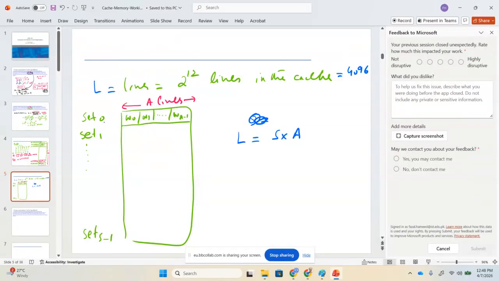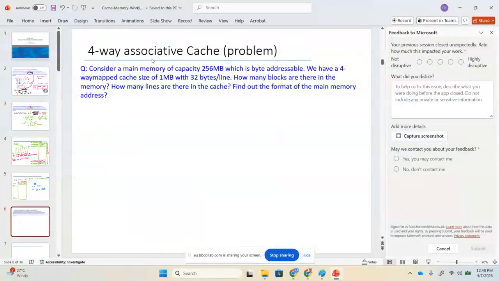Got it or not got it? The total number of sets, each set has A lines, so the total number of lines L is equal to S multiplied by A. And how can we calculate S? L divided by A. What is L here? 4096. What is A here? 8.